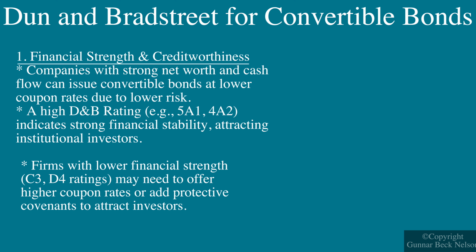Now, in the context of a convertible bond, we would have to first indicate the financial strength and creditworthiness of the business itself. Companies with strong net worths and cash flow can issue convertible bonds at a lower coupon rate due to lower risk. And a high D&B rating, such as 5A1 or 4A2, indicates strong financial stability and attracts institutional investors. And firms with lower financial strengths, such as C3 and D4 ratings, may need to offer higher coupon rates or add protective covenants to attract investors.